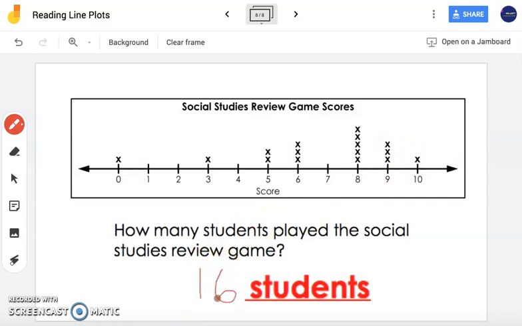Now today, as you're completing the problems, you will be reading line plots and answering questions with a given line plot. As a reminder, you can refer back to this video at any time, and I highly recommend that you reread some of these problems, take a look at the given line plot, read the axes, read what's labeled to help you answer the questions.